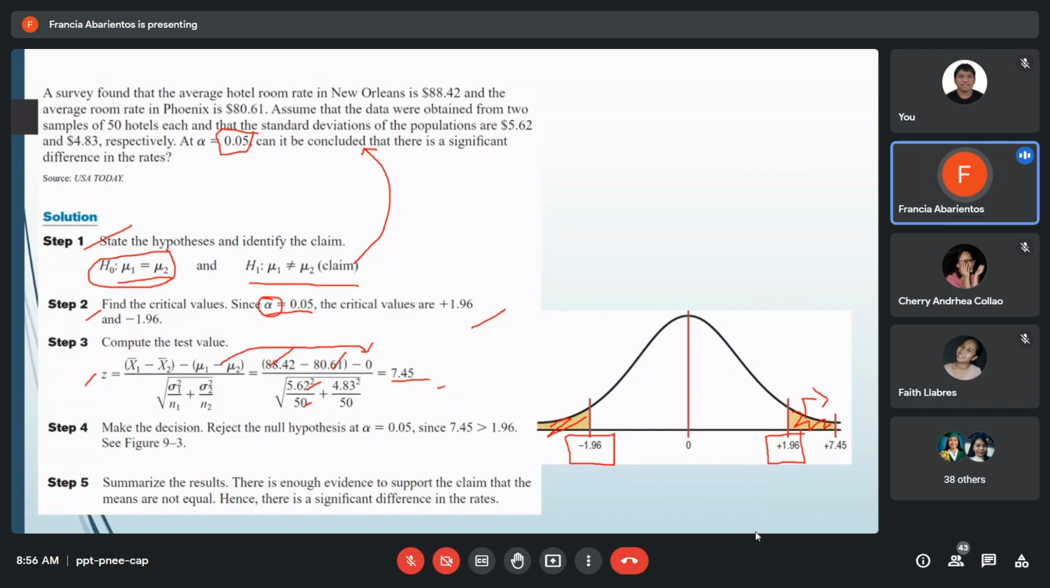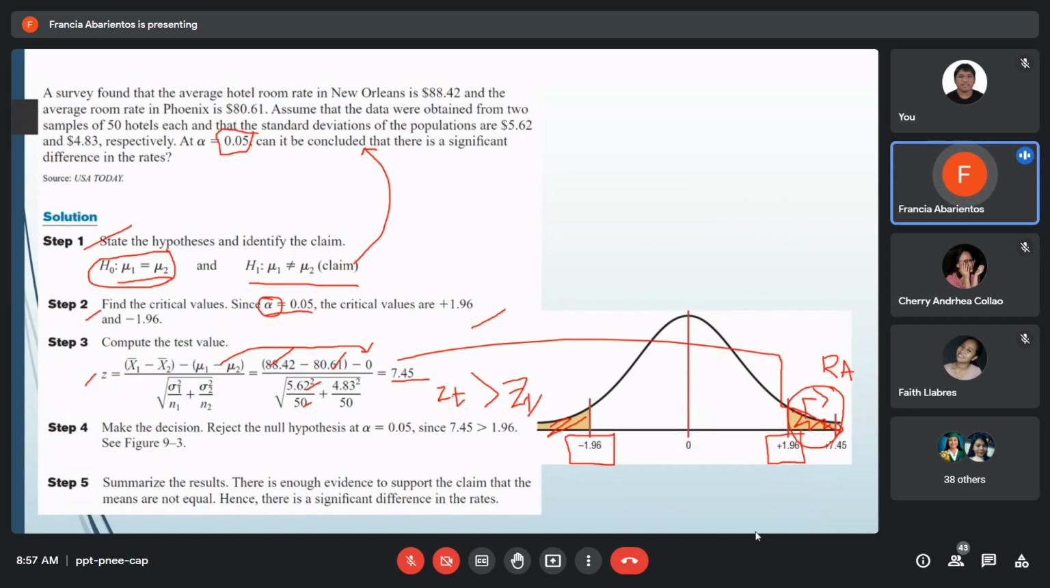When your z computed value, the test value, is greater than the given critical value of 1.96, this is now your CV. So this 7.45, go back to the normal distribution. This is now your 7.45. So it falls under the rejection area.